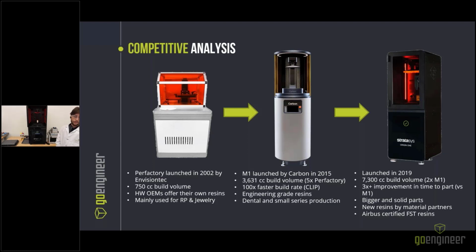The Origin 1 can also print full cross-sectional area parts, something that the Carbon and other competitors struggle with. New materials are being developed daily on this machine, and with the intent of releasing new materials each month. There is an Airbus certified resin, 3955, which again was developed on this platform.